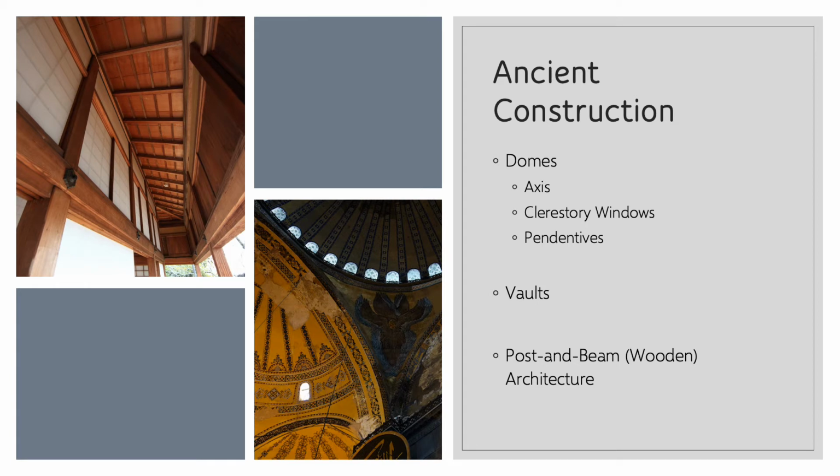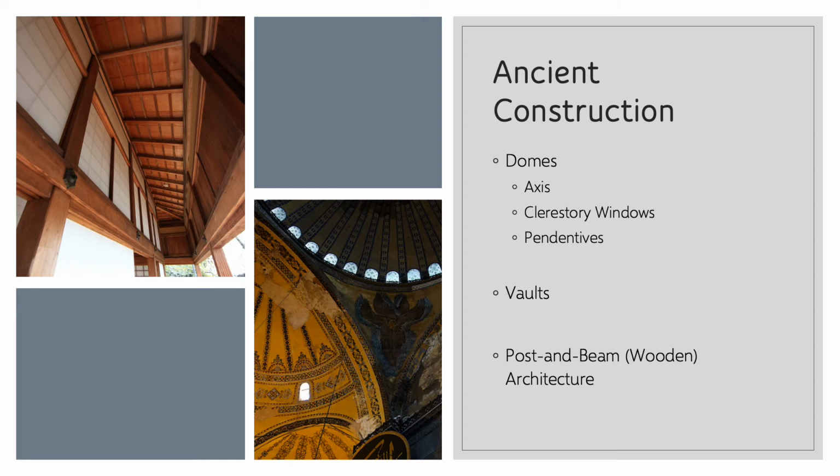During ancient construction, domes, vaults, and post and beam architecture were used quite frequently while building. Domes are evenly curved vaults forming the ceiling or roof of a building. An example of a dome, along with access and clerestory windows, is the picture towards the bottom right. This picture is of Hagia Sophia in Turkey.